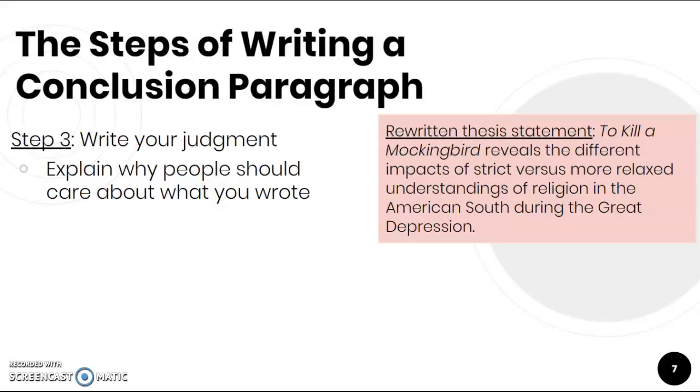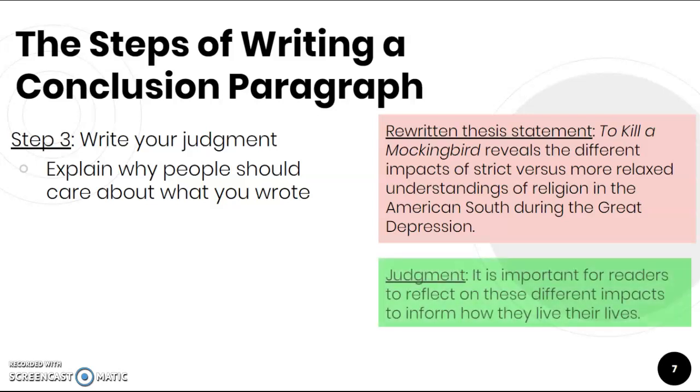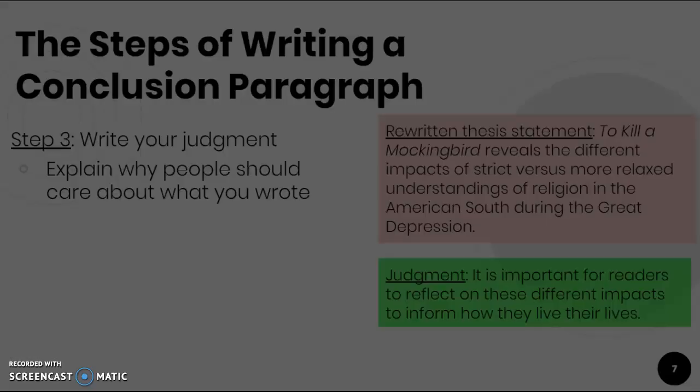And then we want to write our judgment. Why should people care about what you wrote? So here is my judgment. It is important for readers to reflect on these different impacts to inform how they live their lives. So I'm basically saying, okay, here, I analyzed To Kill a Mockingbird. Here's why it matters to the reader. They can use that analysis to help them live their own lives better. That's a big reason why we read literature. It helps us as readers in our own lives.